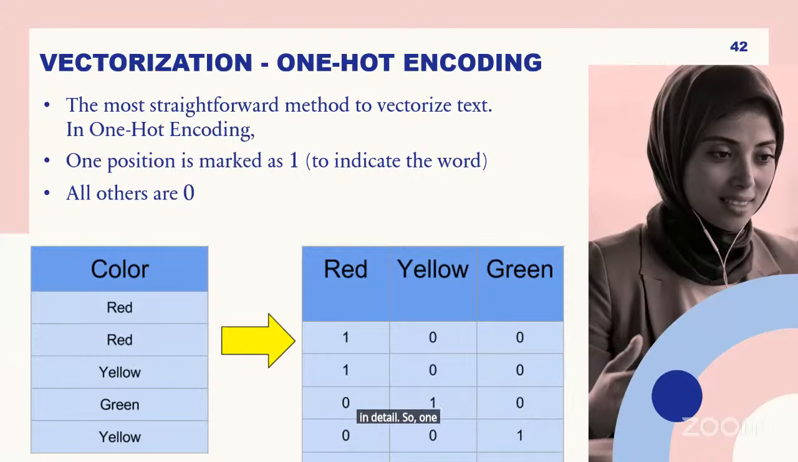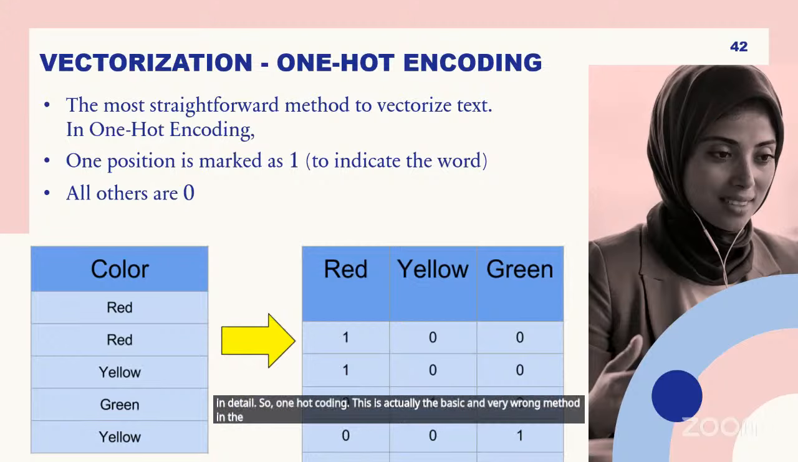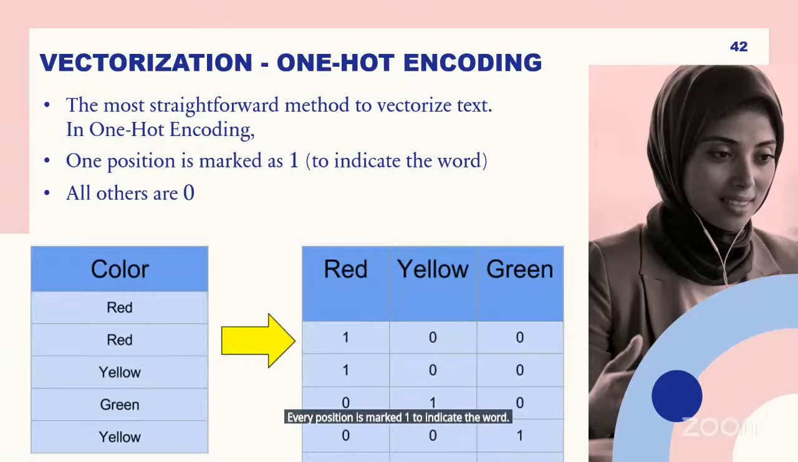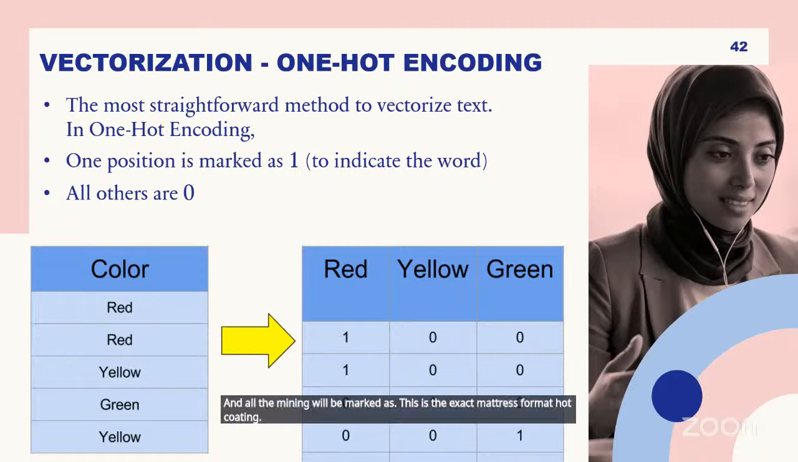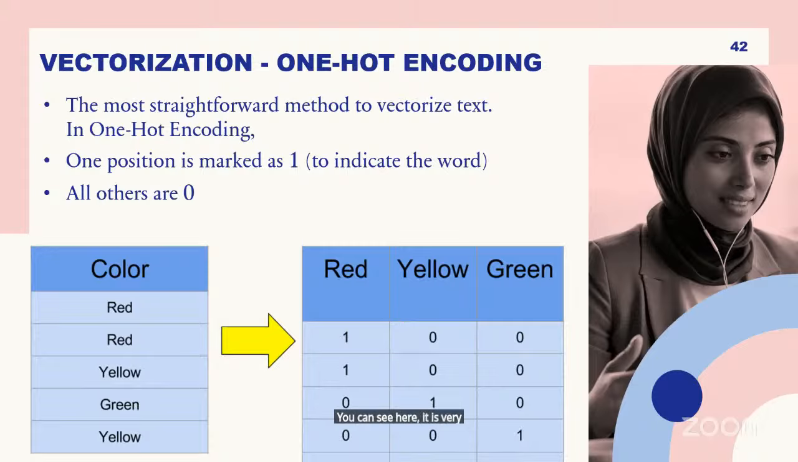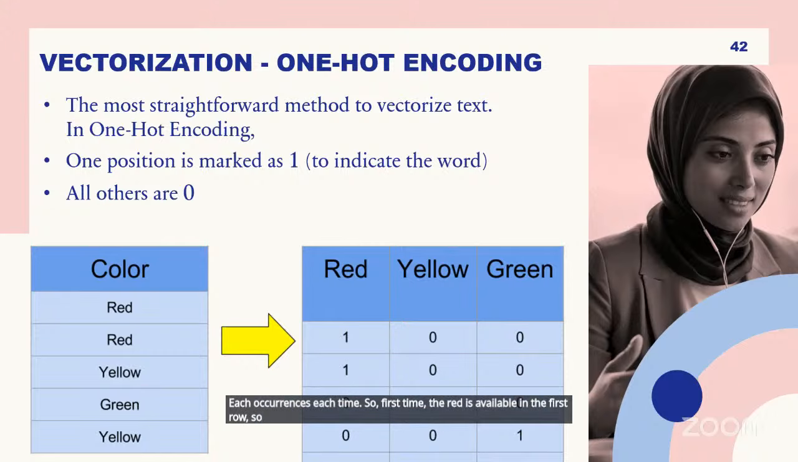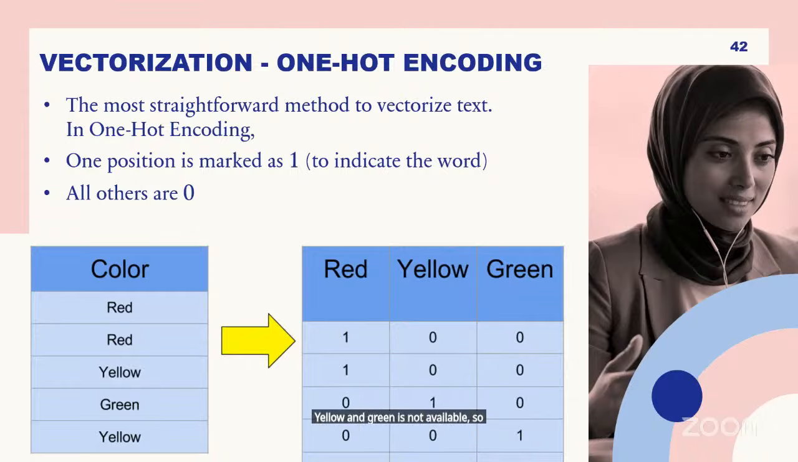So, one hot encoding. This is actually the basic and very raw method in text vectorization. Every position is marked 1 to indicate the word, and all remaining will be marked as 0. This is the exact matrix format. You can see here it is very clear. We have the colors red, yellow, green. That's all. We have only 3 colors, but we are going to check the occurrences each time. So the first time, red is available in the first row, so I am giving 1. Yellow and green are not available, so they are marked 0.